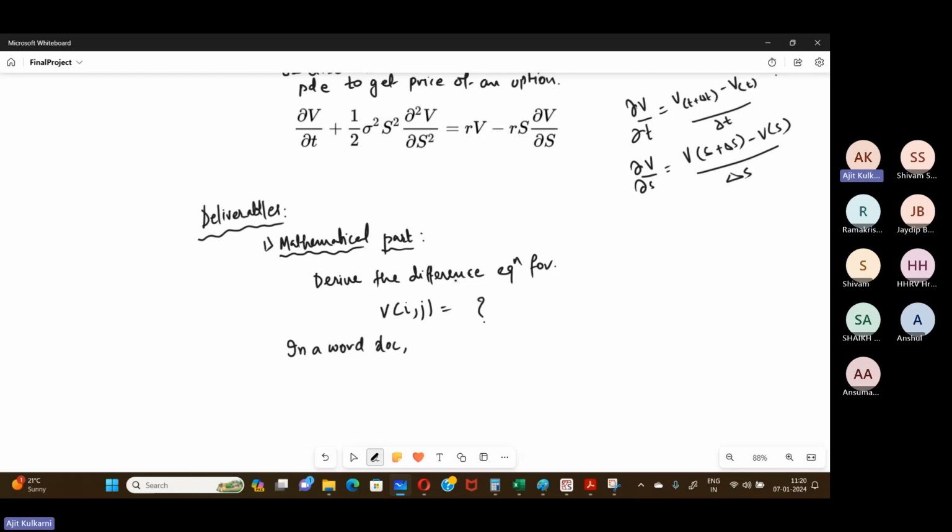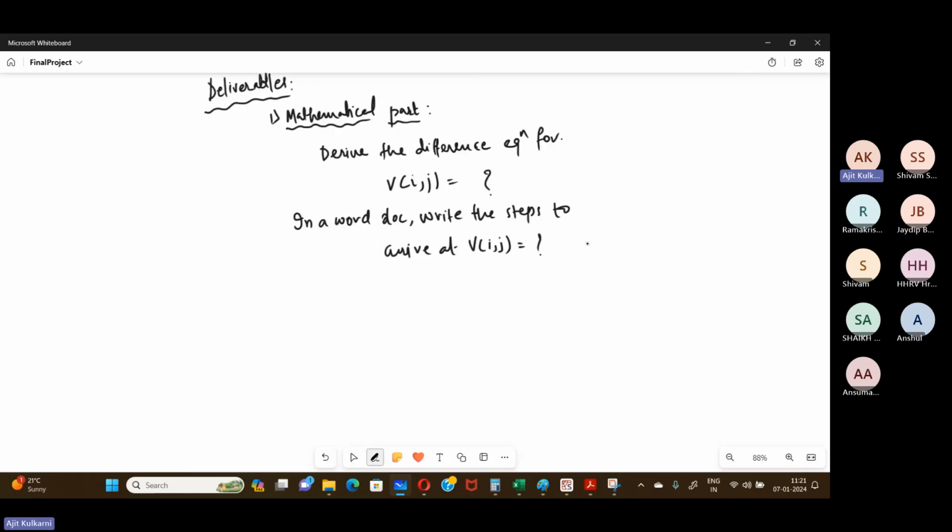Okay, write these steps to arrive at Vij. Okay. So this itself, so Vij is your algorithm, is your algorithm to iterate over time and spot.